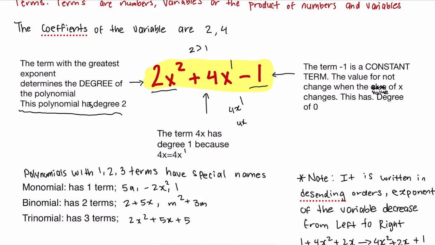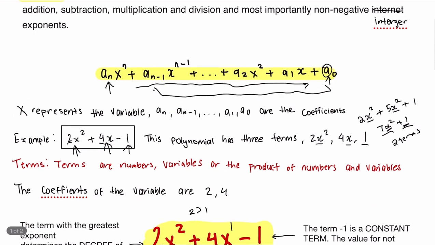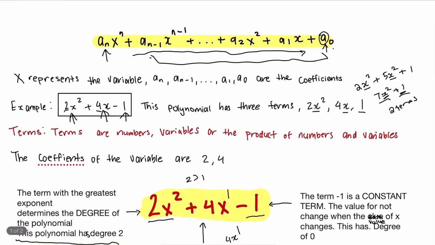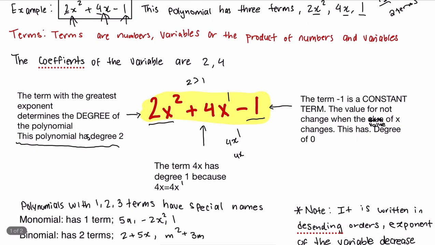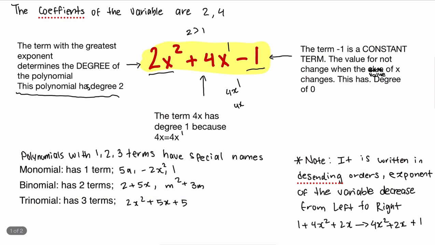This one here is a constant term, like over here our a0. The value for this does not change when the value of x changes. So this has a degree of 0 because we don't see any x beside it, so that's why it's just going to be a degree of 0.